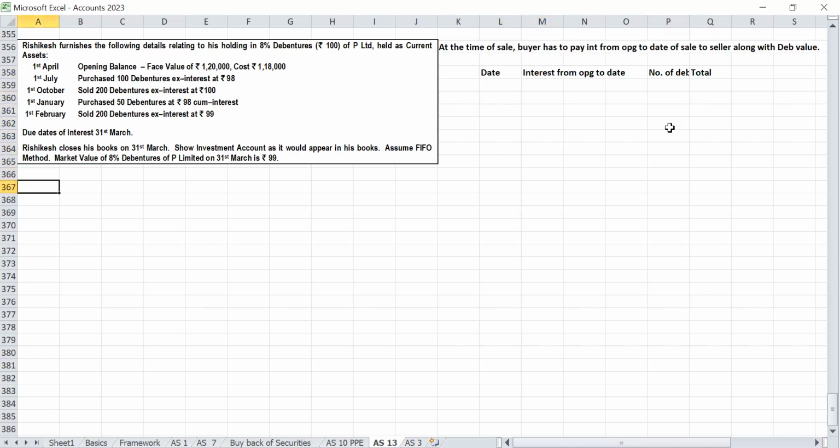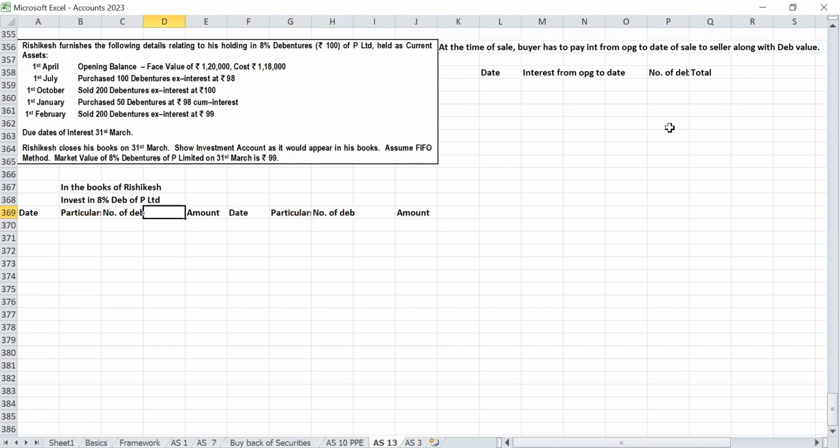Wait. So, we will write this also. Investment in the books of Rishikesh, sir. Investment in P Limited, 8% debentures of P Limited. Date, particulars, number of debentures, amount.